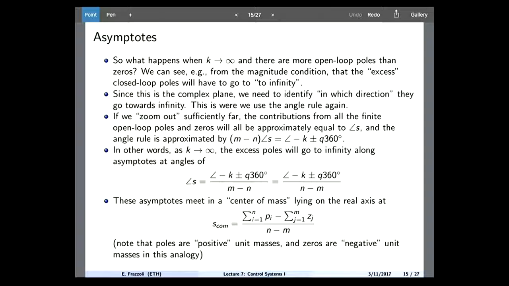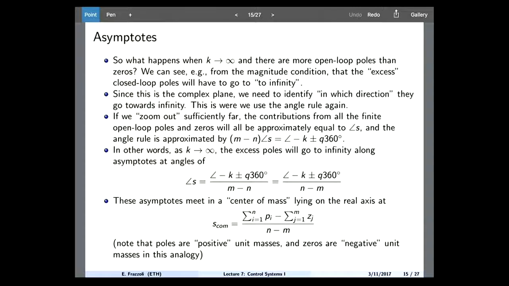Infinity on the complex plane may mean a lot of things, right? Essentially all points that are far away from the origin are at infinity. So really what we have to do is talk about infinity and which direction of infinity I'm choosing. Again, we use the angle condition.